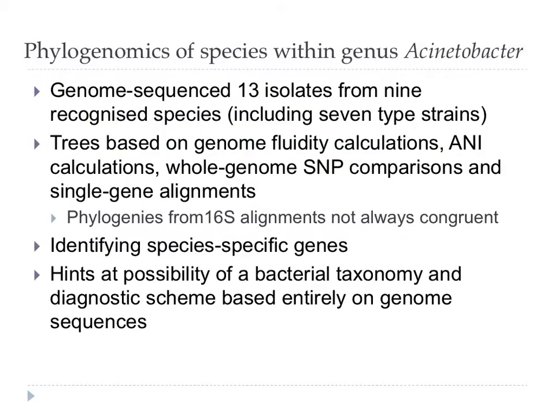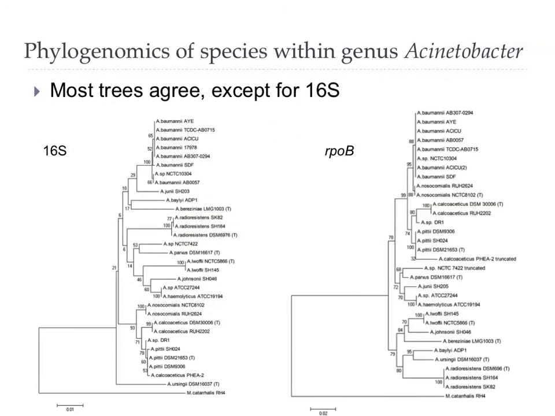We're also doing some work on looking at the genus Acinetobacter. We've genome sequenced 13 isolates from 9 species, and we've done various kinds of phylogeny and so forth to try and look at whether we can get a consistent phylogenetic picture, a consistent taxonomy. We're playing with the idea, can you have bacterial taxonomy that's based entirely on genome sequences and ignores any of the difficult things that you might like to do, like phenotypic characterization, hybridizations, and so forth.